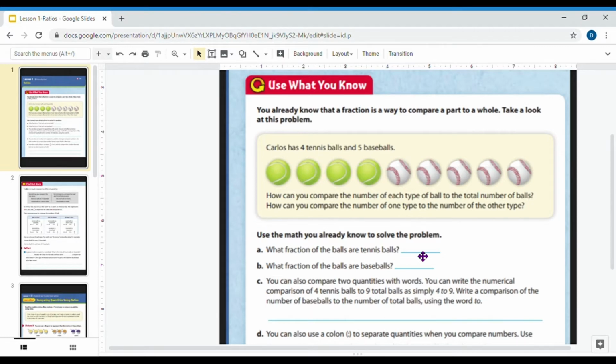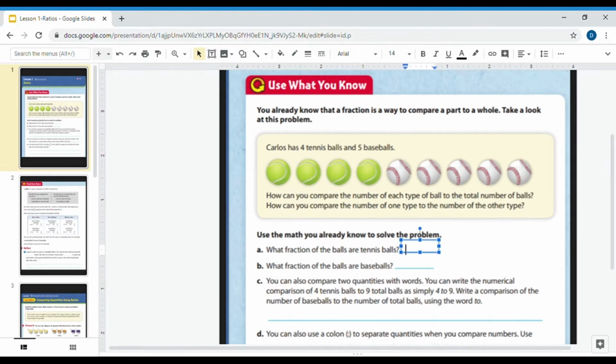So it says use the math you already know to solve the problem. What fraction of the balls are tennis balls? So I'm going to write this as a fraction, and I'm going to write the amount of tennis balls I have. So I have 1, 2, 3, 4 tennis balls, and my total number of balls is 1, 2, 3, 4, 5, 6, 7, 8, 9. So remember, I am writing my fractions using the slash because I don't have the option to make the fraction on my computer. So the 4 is my numerator and the 9 is my denominator.